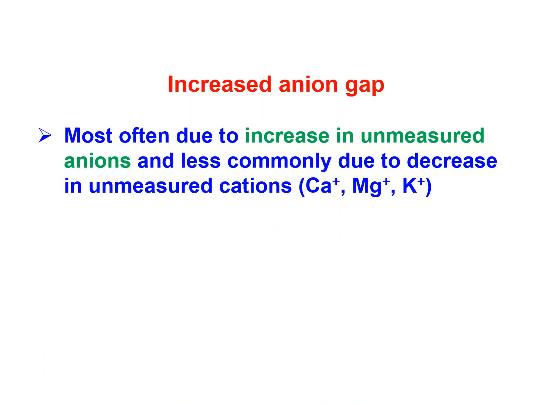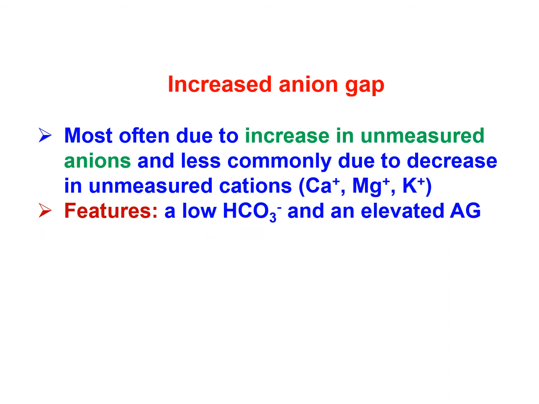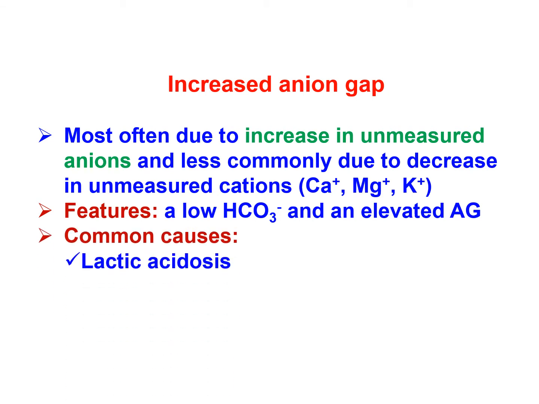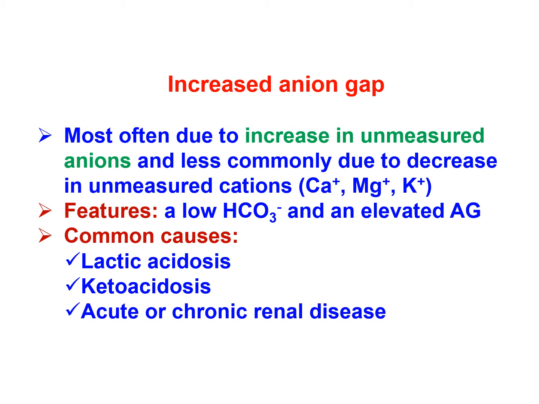Increased anion gap is usually due to an increase in unmeasured anions and less commonly due to a decrease in unmeasured cations. That is, the acids are the ones contributing towards increased anion gap. Features of increased anion gap are a low bicarbonate and an elevated anion gap. The common causes include lactic acidosis, ketoacidosis, acute or chronic renal diseases, and drug or toxin-induced increase in anion gap.